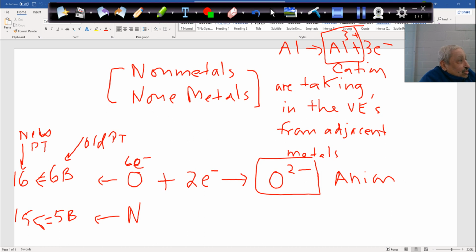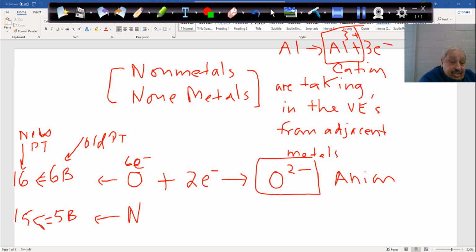There was a multiple choice a long time ago, a definition of cation, and one of the choices said cation is a cat plus ion. So make sure you don't fall into this trap. Cations are elements or metals that lose their valence electrons. Anions, those nonmetals, gain valence electrons.